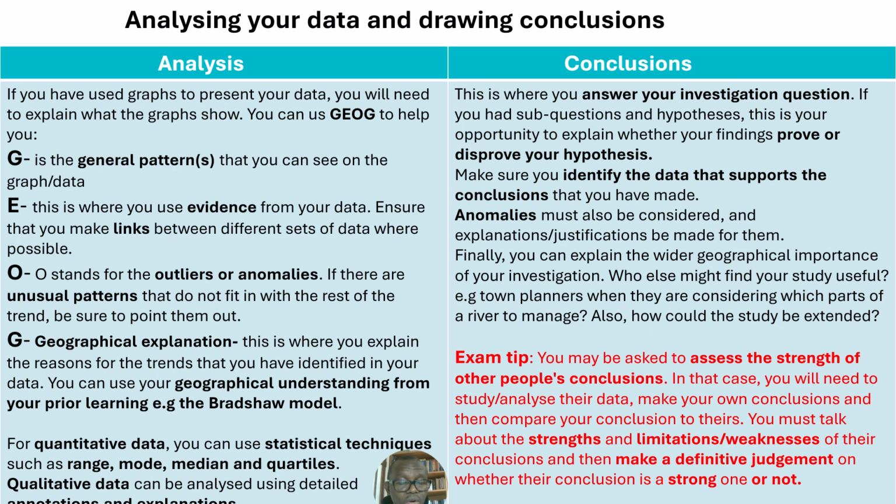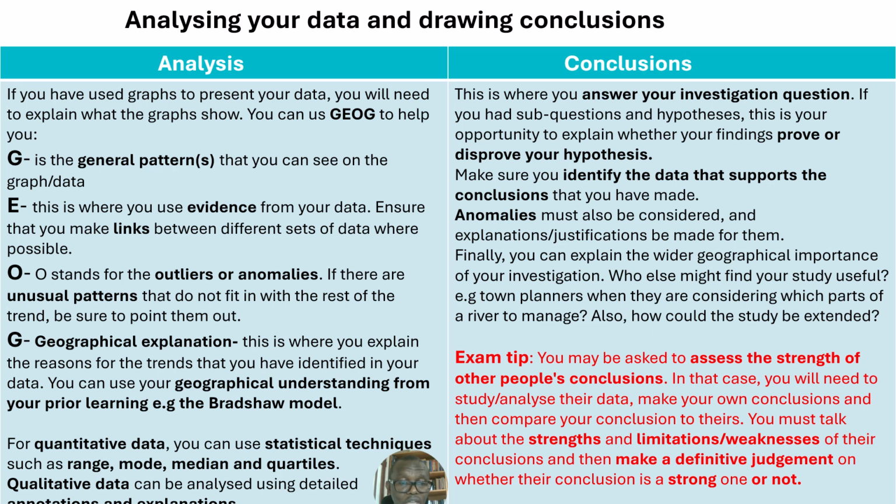And then we'll go on to the next bit, which is where now you use evidence from your data. You're using figures from that particular data as evidence for that particular general pattern. So for example, what's the highest and what's the lowest from that data that you can see? And ensure that you're making links between the different sets of data where possible. Okay. Then the O stands for outliers. Now, outliers here are anomalies, right? And if there is an unusual pattern, do not neglect to talk about it.